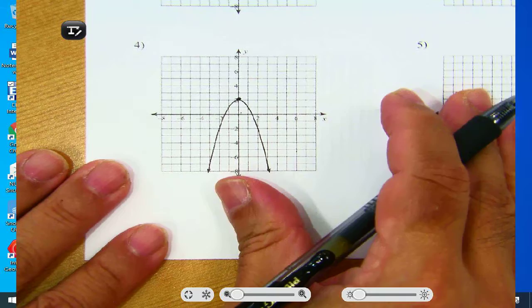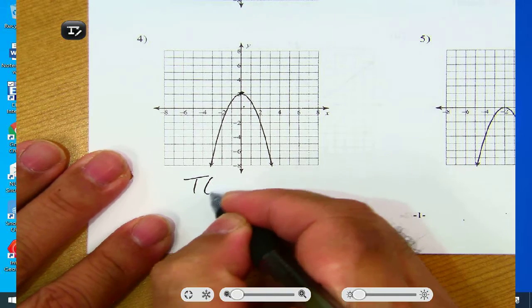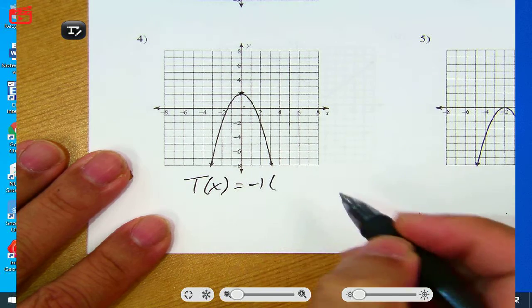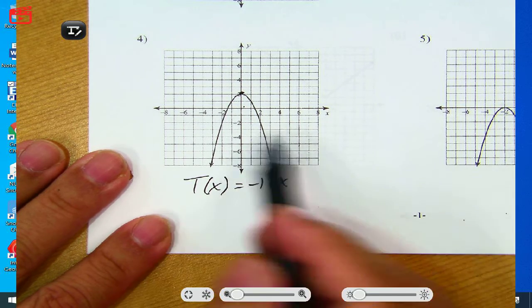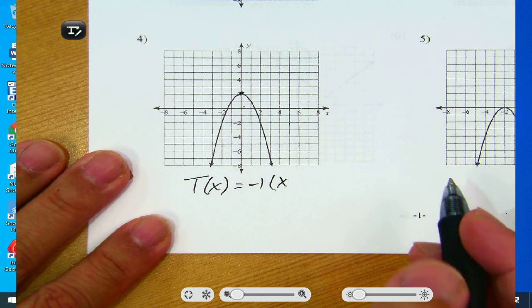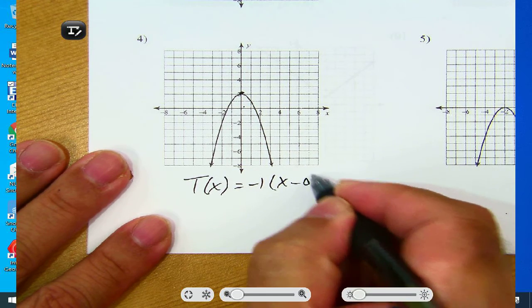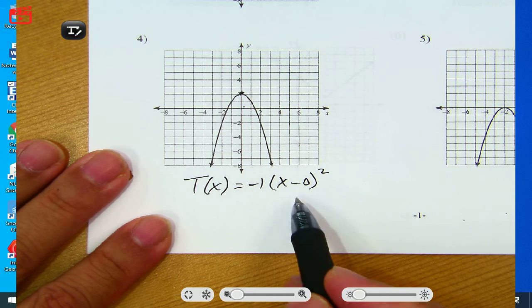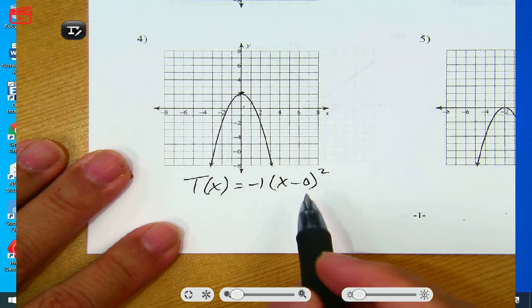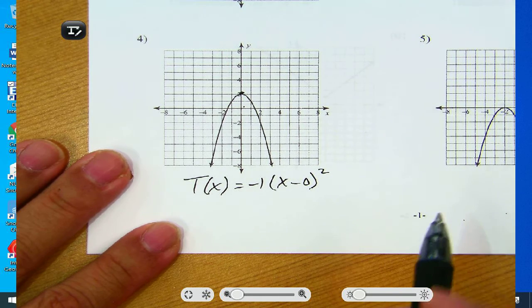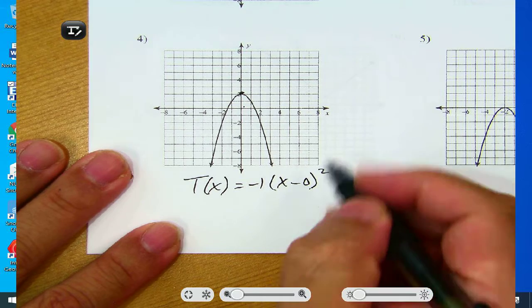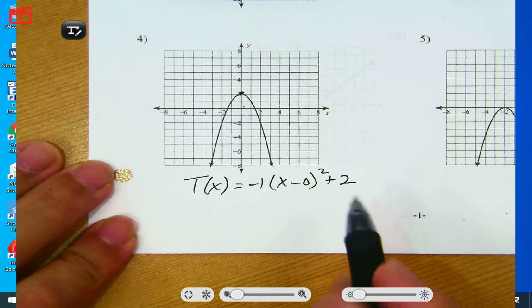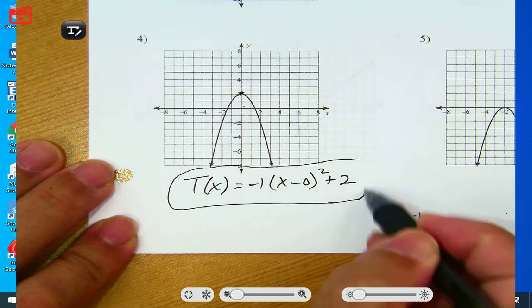Okay, so let's write out the answer. So this is the transforming function. A is negative 1, and you go to x. Now, did I move left or right? No. So you can write minus 0 or you can just write x squared. I am writing this for emphasis. And then, did I go up or down? Up. How many units? 2. So this is the answer to number 4.